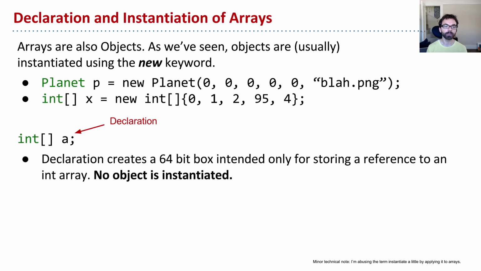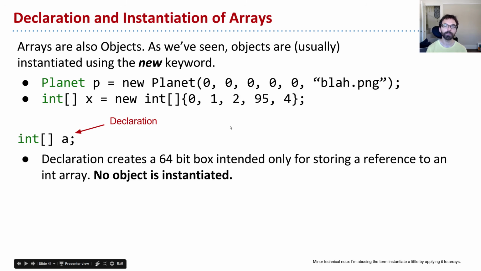Instantiating arrays is a lot like instantiating any other object. So I'll first note that arrays are also objects. So what's an object? Well, that's like a planet or a walrus or a dog or whatever else, but it also includes arrays. And as we've seen, objects are usually instantiated using the new keyword. So I might say Planet p = new Planet, yada, yada, yada. Or I could say int[] x = new int, and then use this syntax that we saw in homework 0.